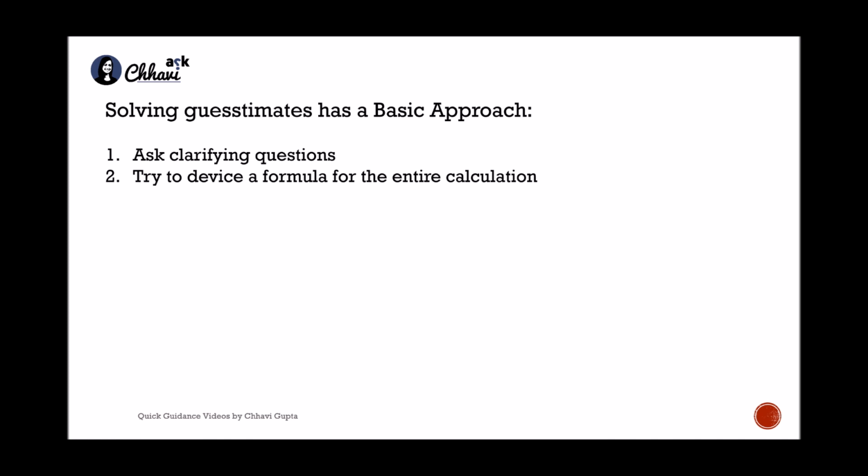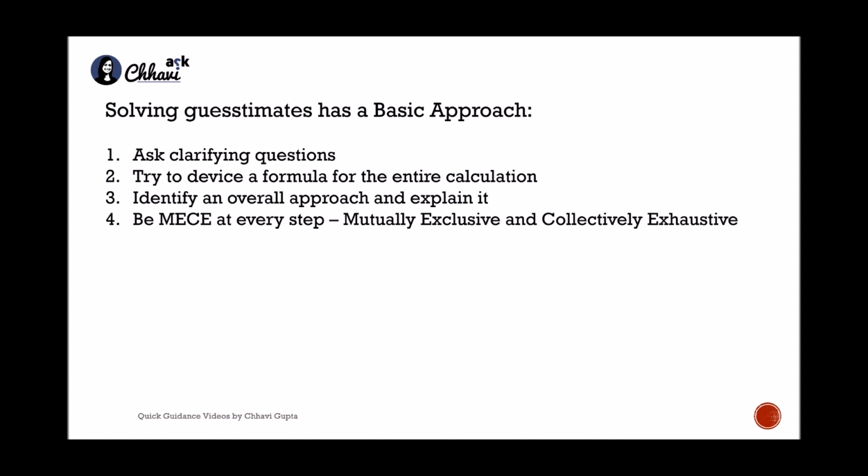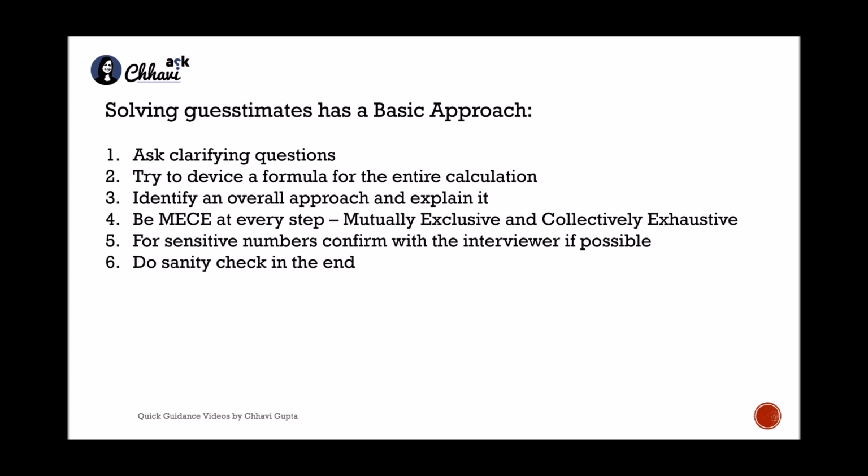Try to solve the guesstimate along with how I am solving that in the video. The third thing is identify an overall approach and explain it. Talk to the interviewer about the approach. Be mutually exclusive and collectively exhaustive at every single step. This is very important. This will ensure that you have structure in your guesstimate. And for sensitive numbers, confirm with your interviewer as soon as possible. Do a sanity check towards the end.